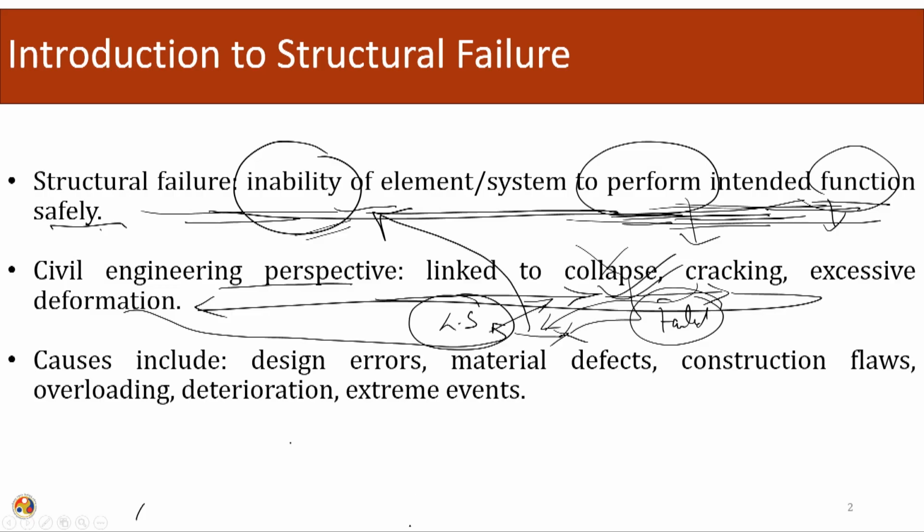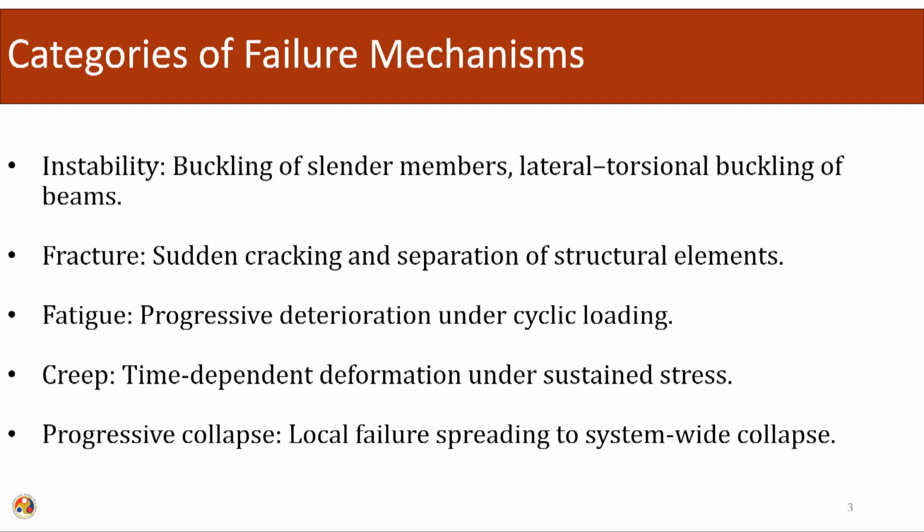The causes for failure might be design errors, material defects, construction flaws, overloading, deterioration of the structure over a period of time, fatigue loading, or extreme events. Different types of failure occur depending upon what the structure is going to face. These are some of the incipient causes of failure of a structure. So, categories of failure mechanism.